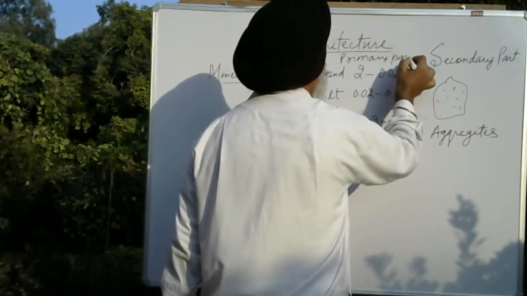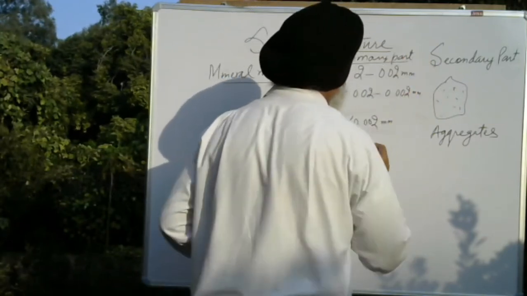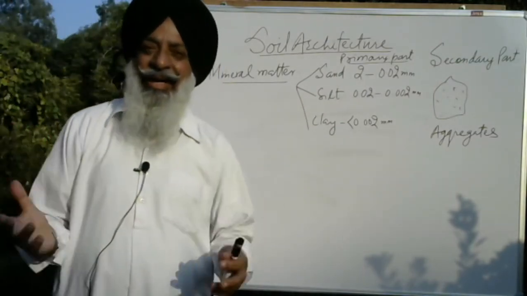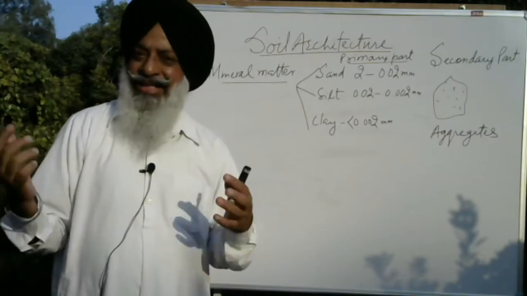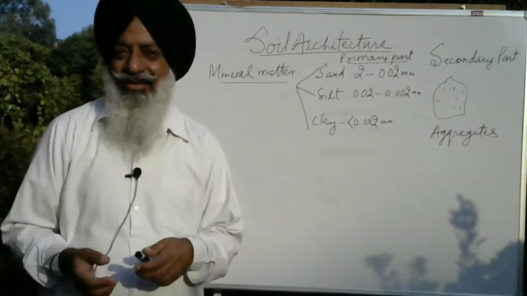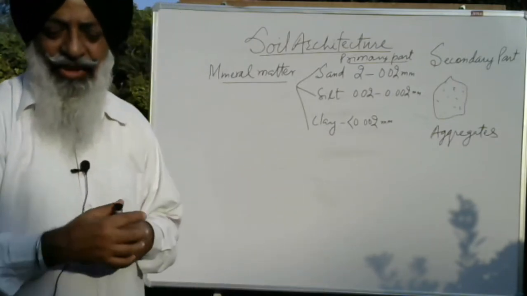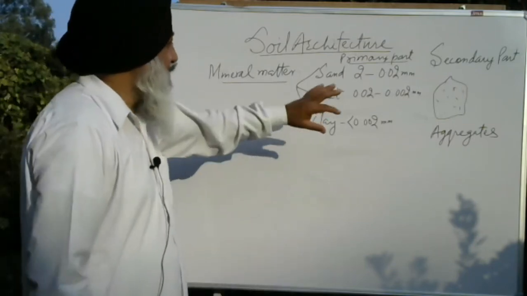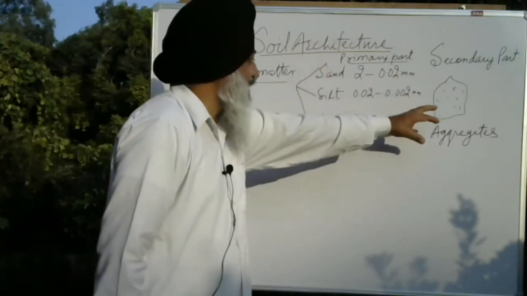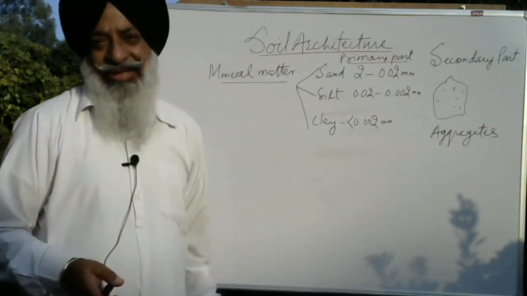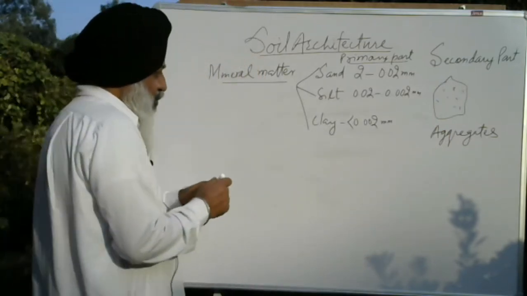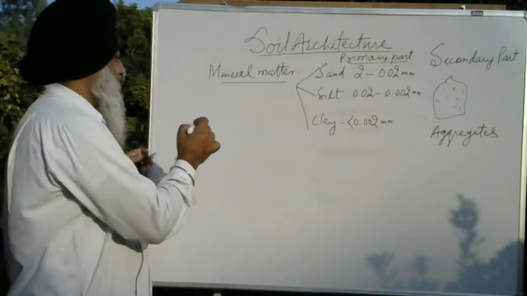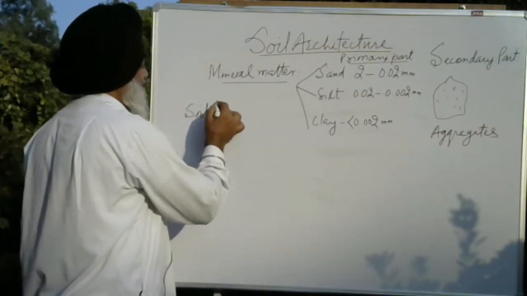So the primary particles get joined together with the help of cementing agents, like organic matter, sesqui oxides, iron and aluminium oxides, hydroxides, which bind the particles. Even clay itself acts as a binding agent. So by these different binding agents, these particles join together to form the aggregates. The proportion of these primary particles present in a particular soil, we call soil texture.